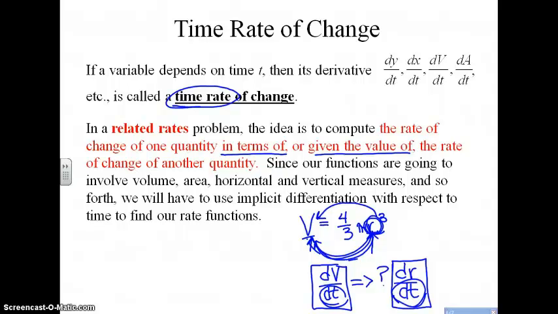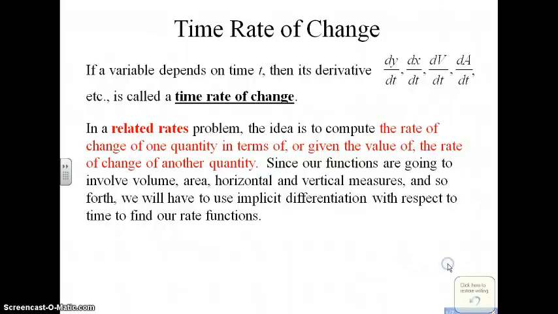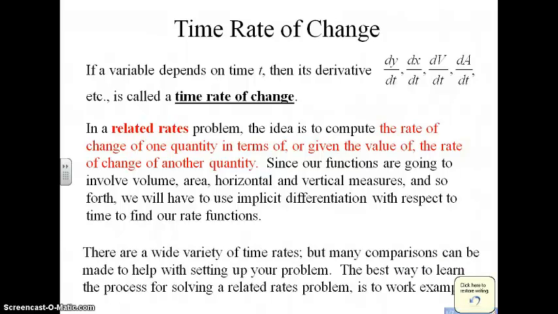Since our functions are going to involve volume, area, horizontal, vertical measures, and so forth, we'll have to use implicit differentiation, differentiating with respect to time to find our rate functions. Again, don't obsess about that making 100% sense at this point. We're fixing to work a lot of examples.